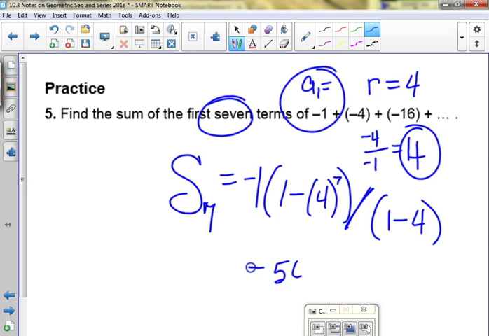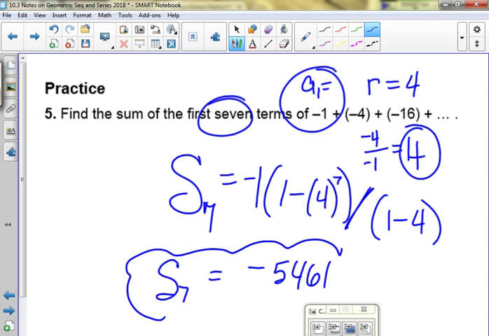I got -5461. Anybody? Please make sure you're getting that, though, because like I said, this is the formula. I'll get people write it correctly on the quiz paper and then totally get the wrong answer when they type it in their calculator. Any questions?